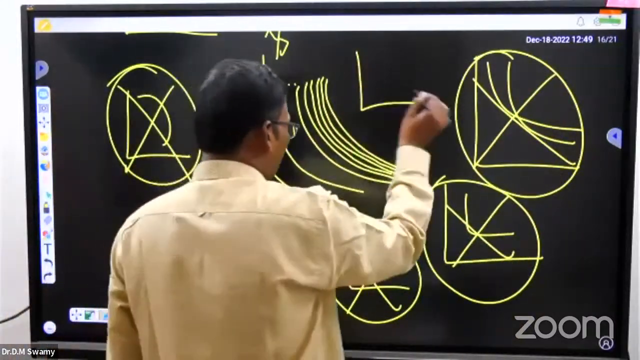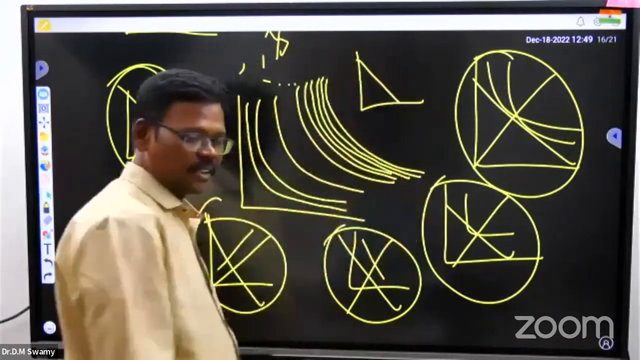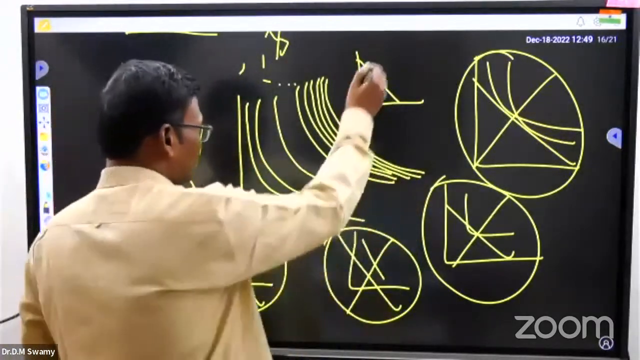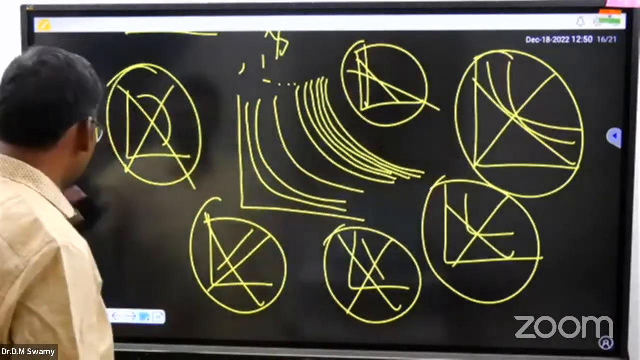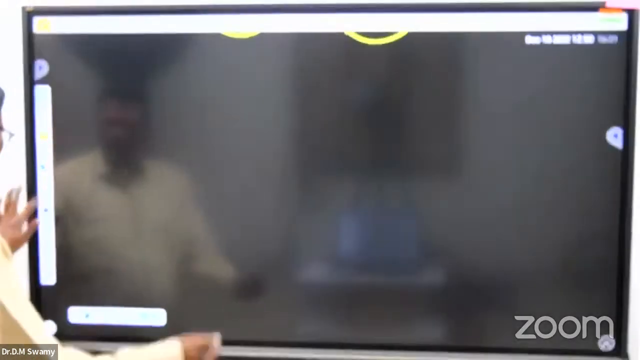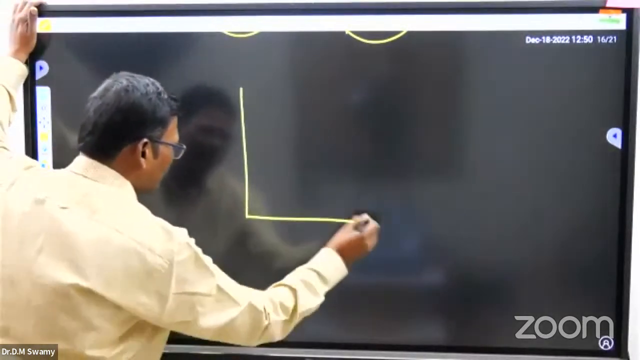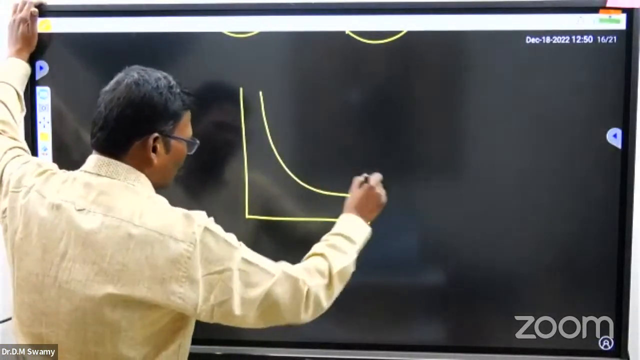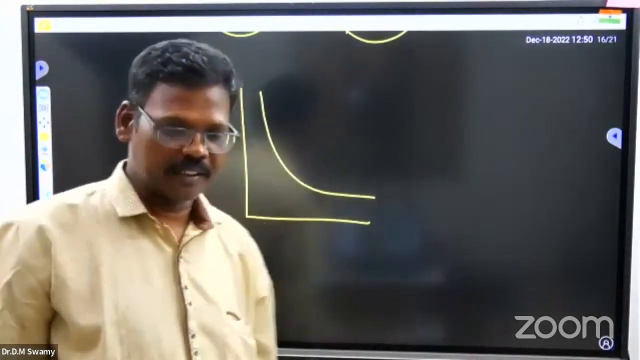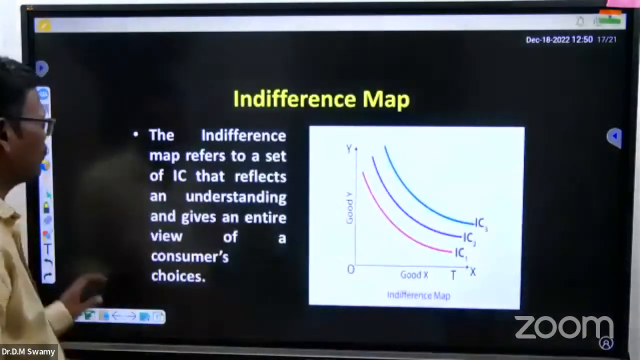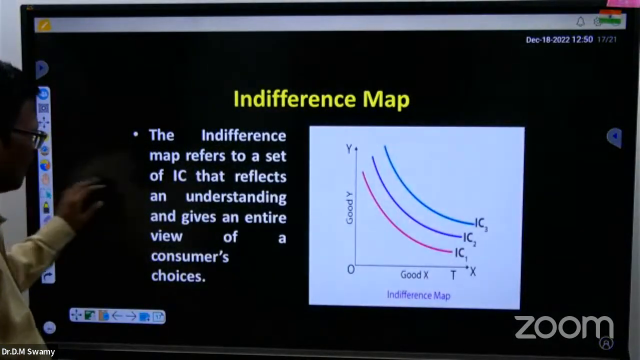And the indifference curve may not touch the OX axis and OY axis either, so that is also not true. So the indifference curve is always like this only. This is the indifference curve, that is what I told you.